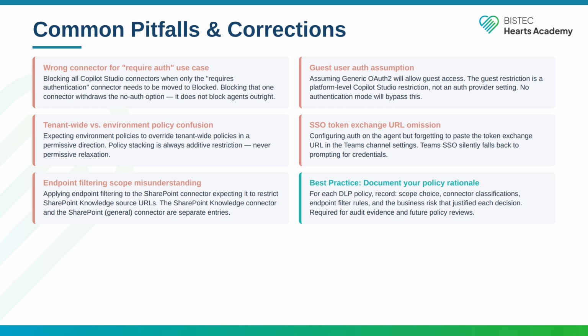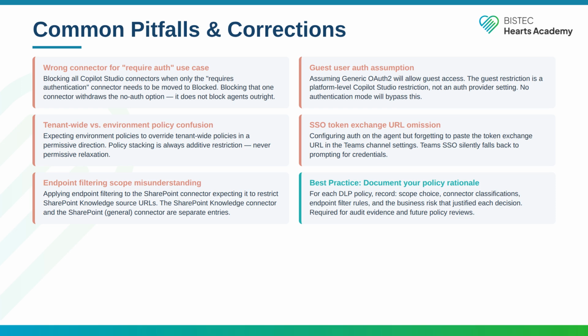When the goal is to enforce that all agents require authentication, the correct action is to move only the Copilot Studio Requires Authentication connector to blocked. Blocking all Copilot Studio connectors disables agents entirely. Moving that one specific connector withdraws the no-auth option without affecting any other capability.